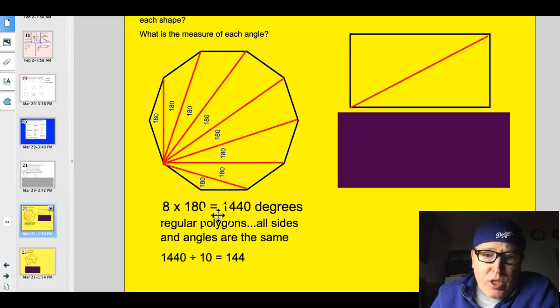So you take that total sum of the interior angles, which is 1440 degrees. You divide it by 10. Just cross off the zeros. You have 144 degrees for each of these angles.